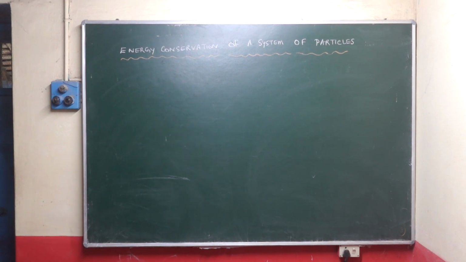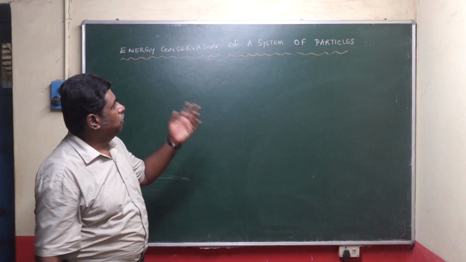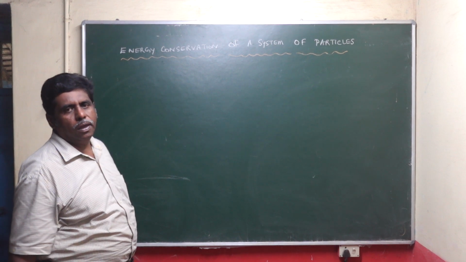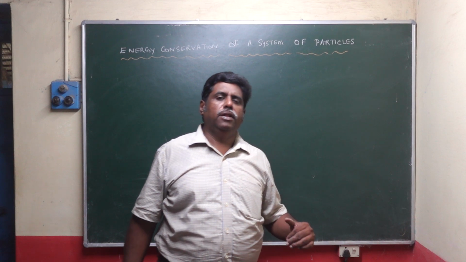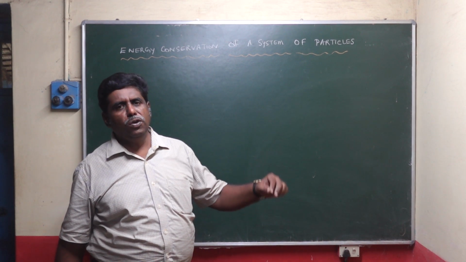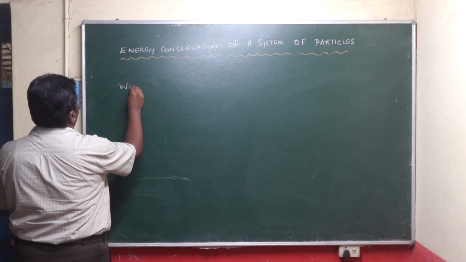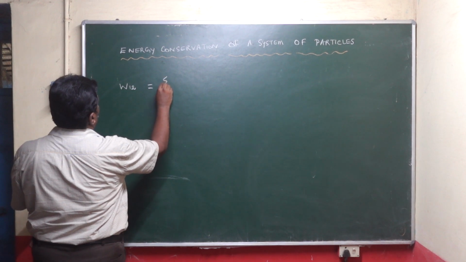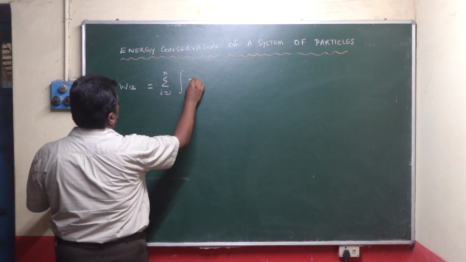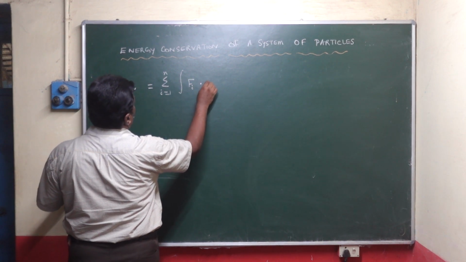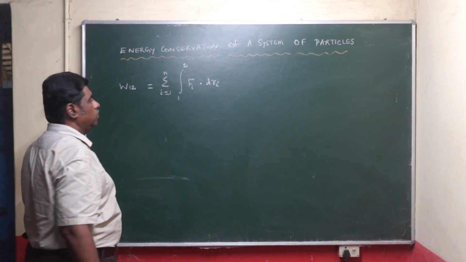During this presentation, we have to study the concept of conservation of energy of a system of particles. Suppose the system consists of n number of particles, then the work done in moving the system from position 1 to 2 is given by the equation W12 = summation i = 1 to n, integral Fi · dri, limit varying from 1 to 2.